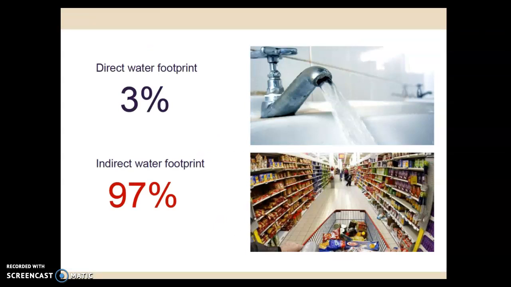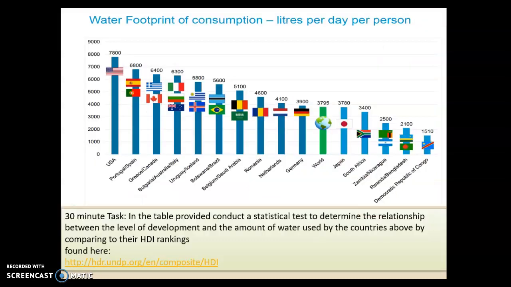Okay, so direct water footprint is the idea of just the physical water that we use in making a product, and the indirect stuff is all that other stuff that we just talked about. It's the stuff that's within the components of something.